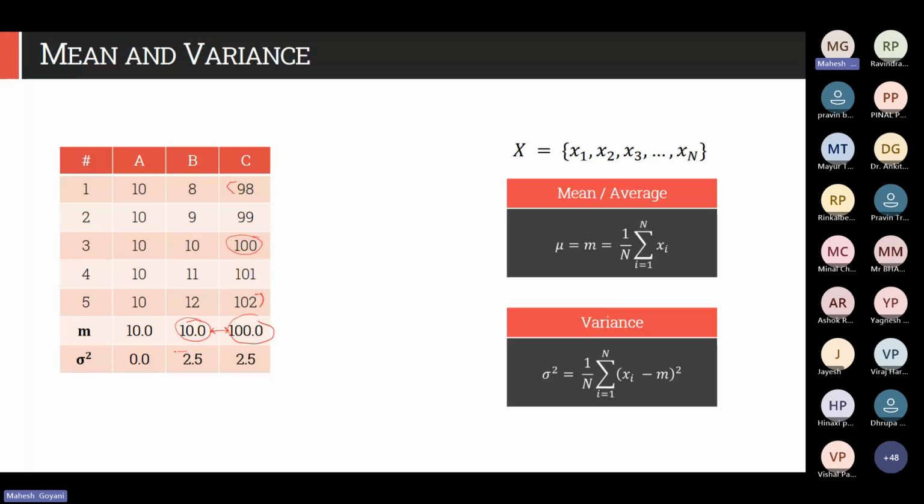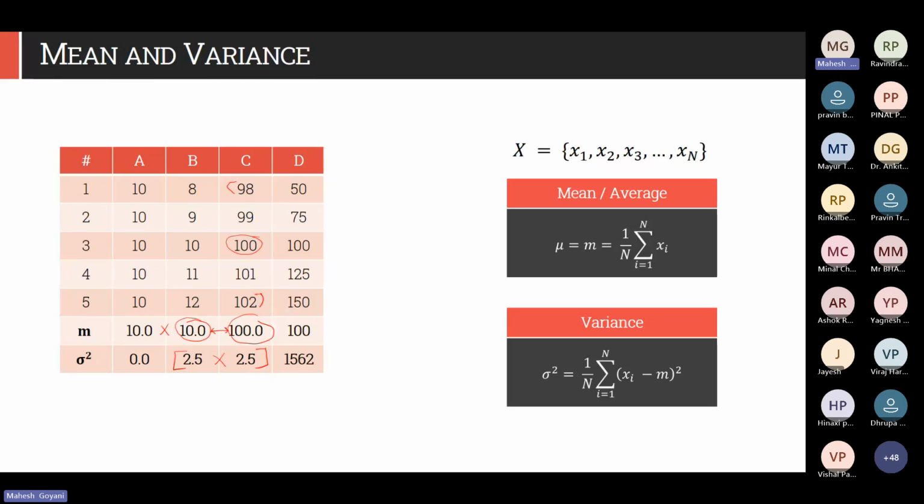But if we look at the variance, variance is still the same. So only variance will not help us to understand the data. Only mean will not help us to understand the data. So we need both. Mean will tell us what is the centroid of the data, and variance will tell us what is the spread of the data, how far the data is from the mean.